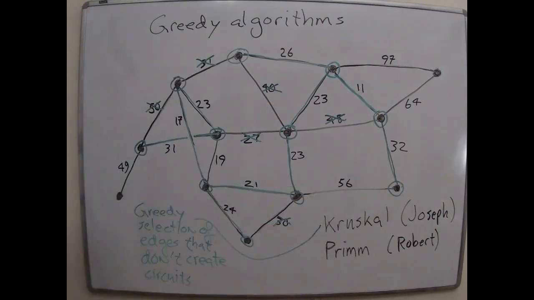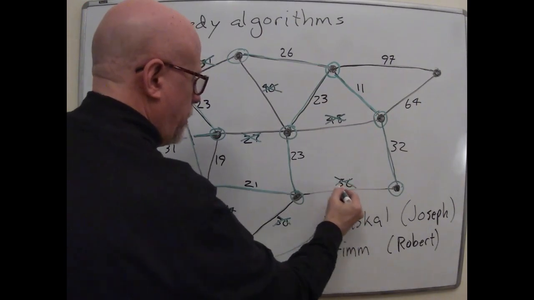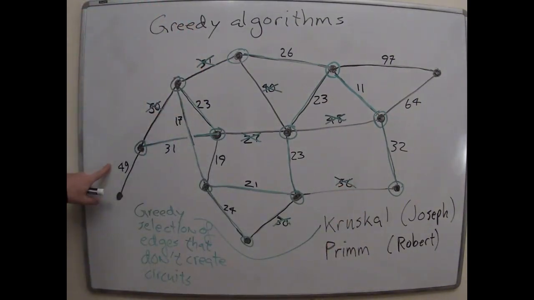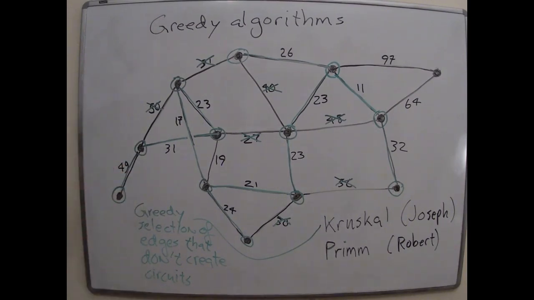56. Should we add that? No, see this big house-shaped thing? That's a circuit. So we don't add 56. Oh, I skipped 49. I missed it. 49 we should have added, and that's when we finally get this remote node as a part of our tree.